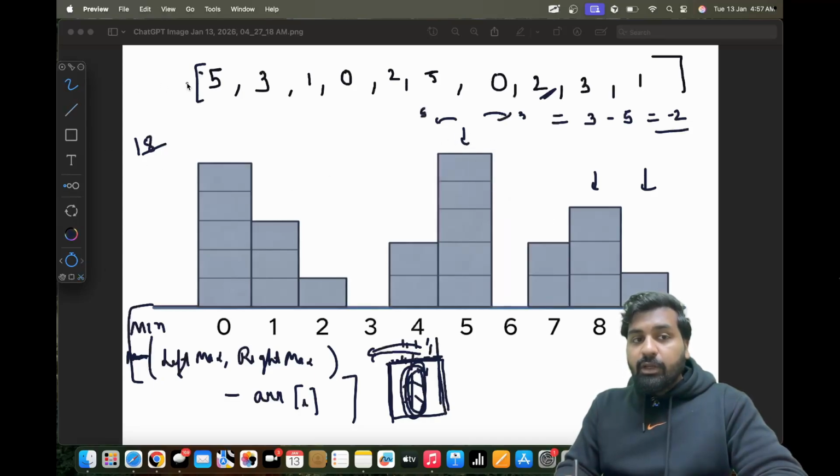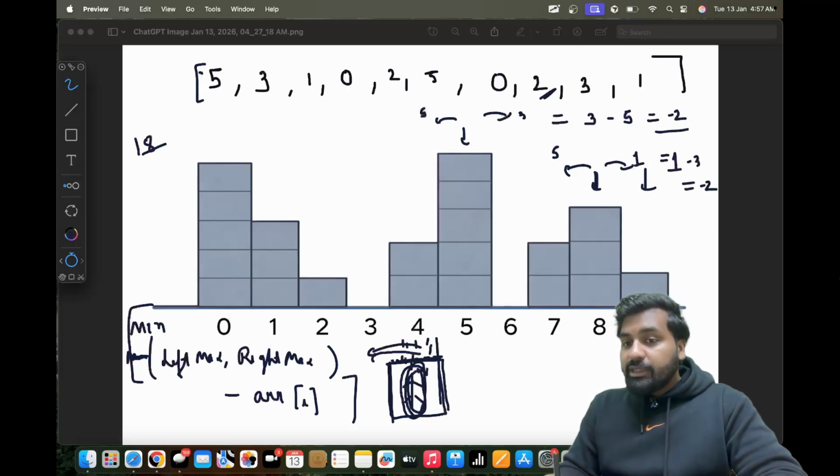Okay. Now coming to this same thing. On the right side, it is going to be 5. On the left side, going to be 5. On the right side is going to be 1. Minimum is going to be 1. 1 minus 3 is going to be -2. This is again a problem. Coming to this part, let's see this as well. On the left side 3 and on the right side there is nothing, right? So no water can be trapped here. On the last element and the first element, obviously there is no support on the left side and no support on the right side. So no water can be trapped here.